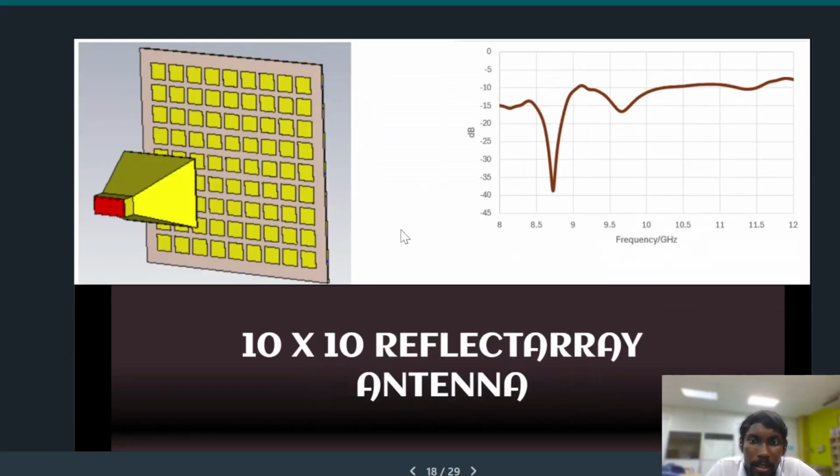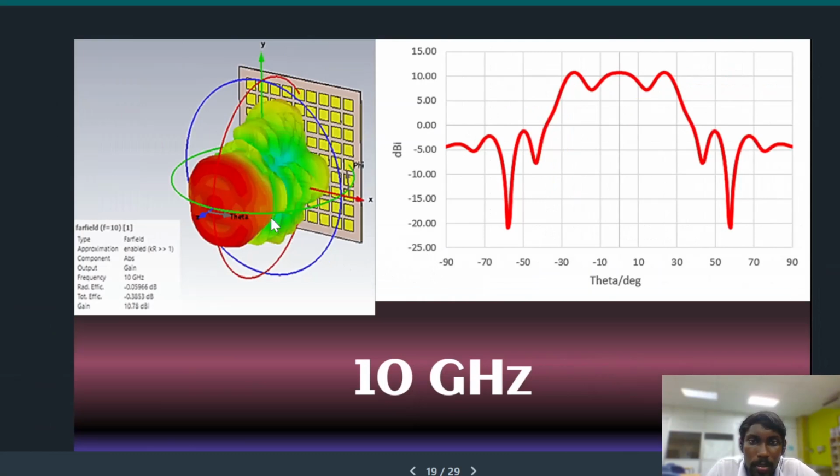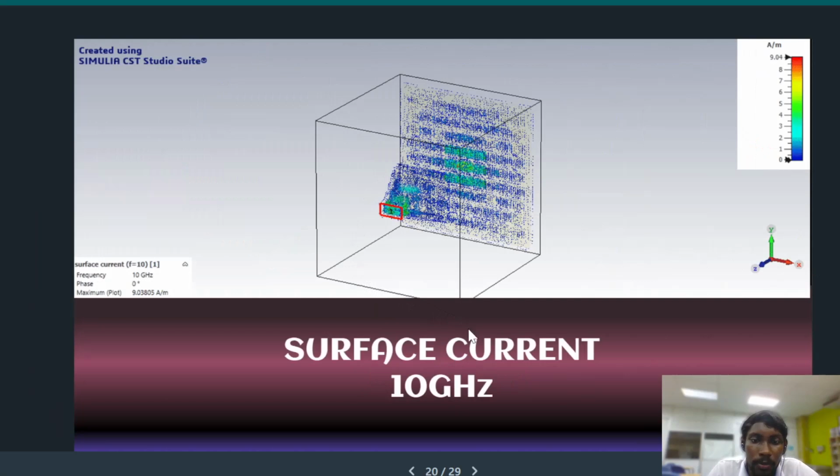And these are the 10 by 10 results. You can see the range is between 8.5 to 9. This is 10 gigahertz. This is far field, and over here is far field, and the direction is over here. It's omnidirectional. This is the result for theta, and this is surface current for 10 gigahertz.